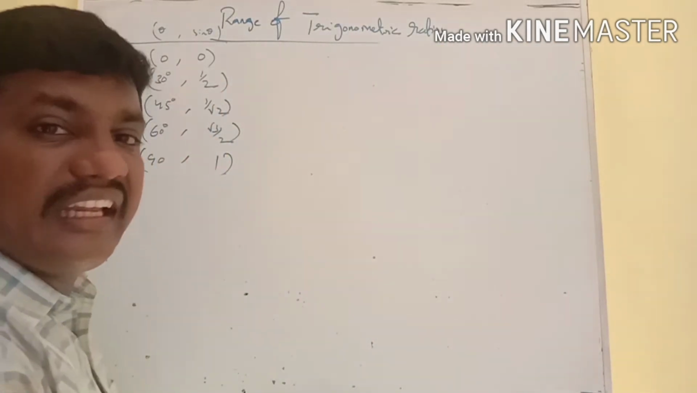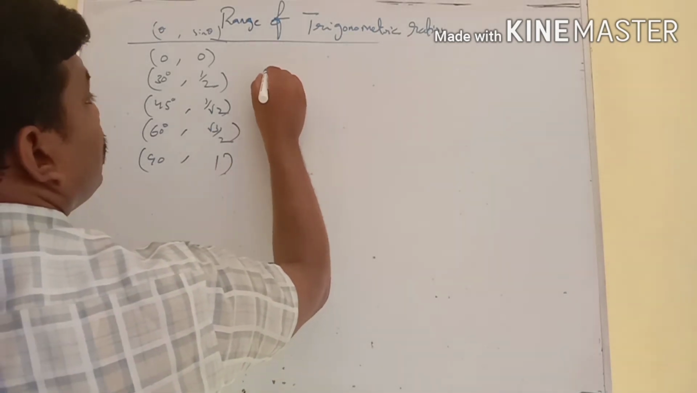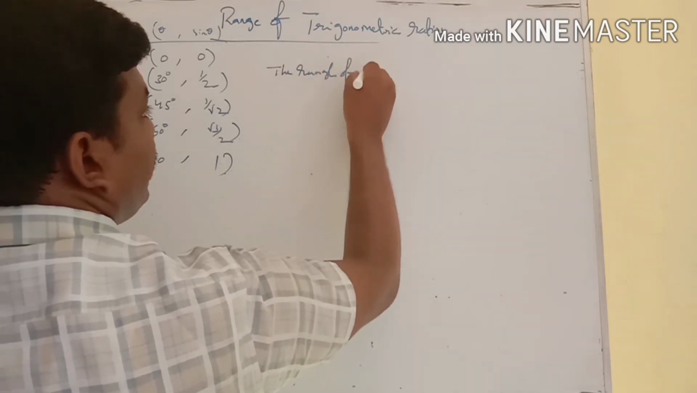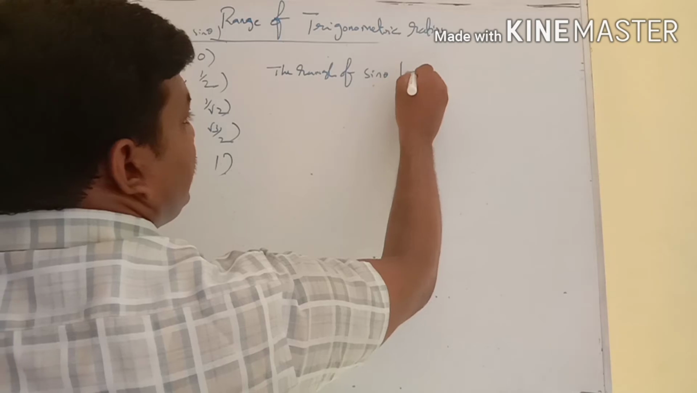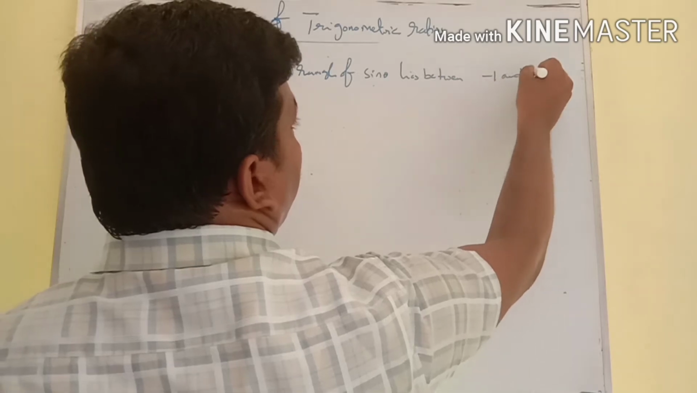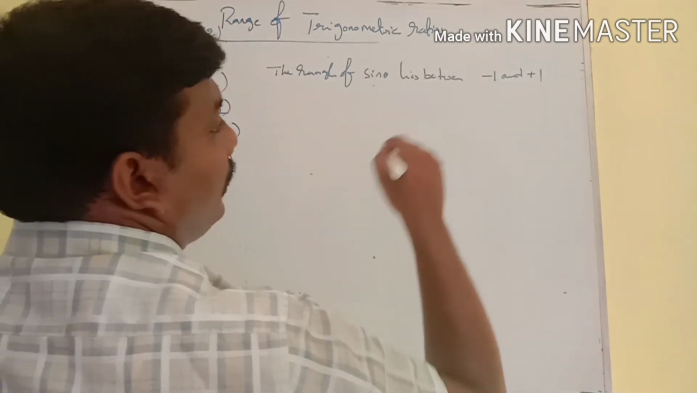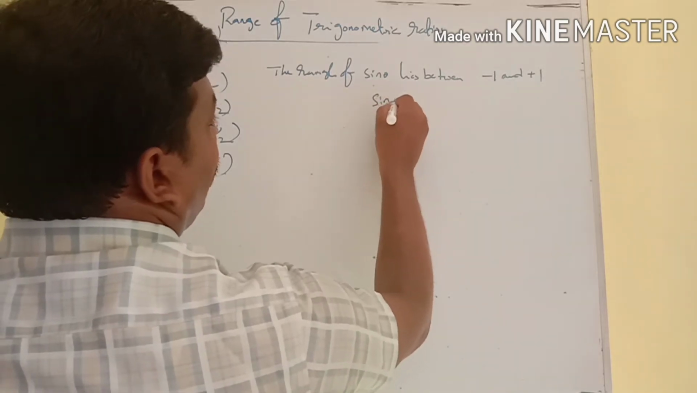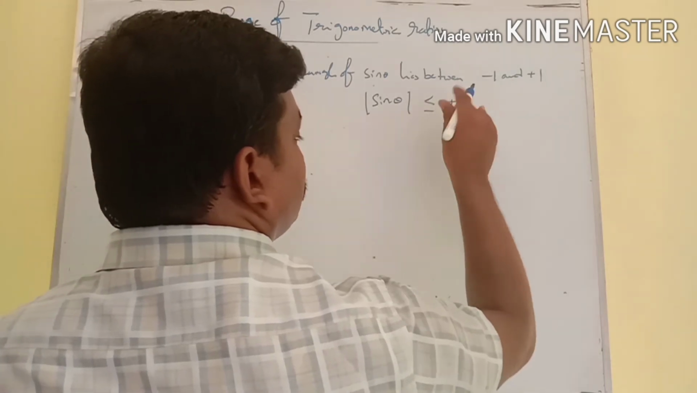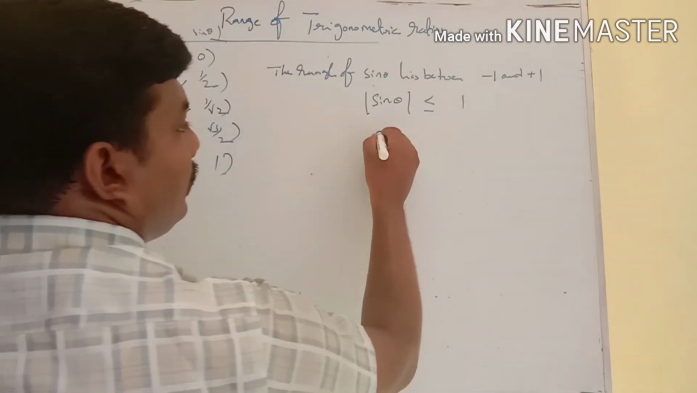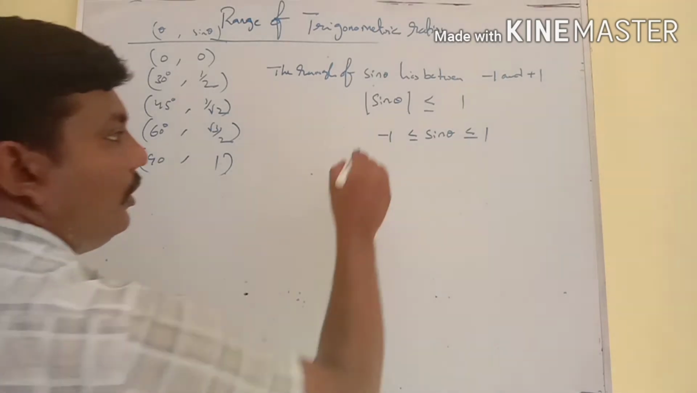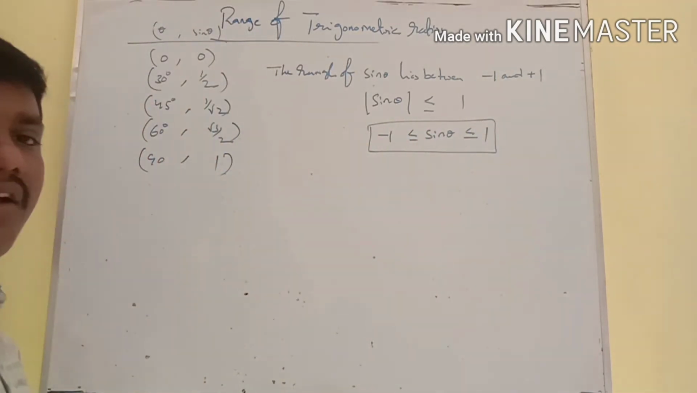Now how will the range be considered? The range of sine value lies between minus 1 and plus 1. You can consider it as modulus of sine theta is less than or equal to 1. So it indicates that minus 1 is less than or equal to sine theta, less than or equal to 1. This is called the range of sine theta.